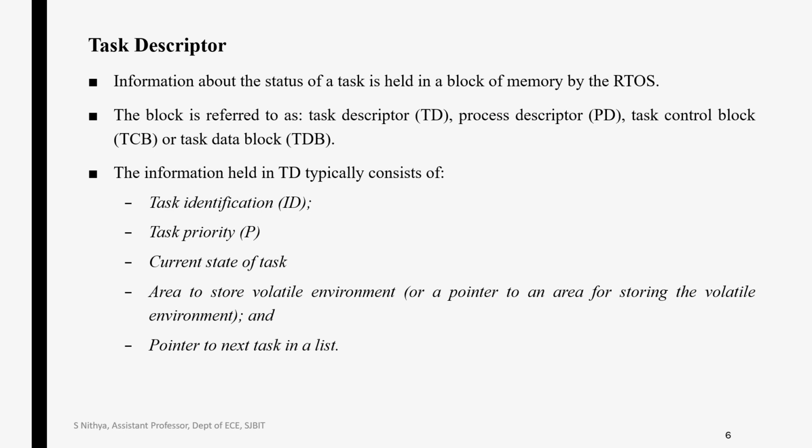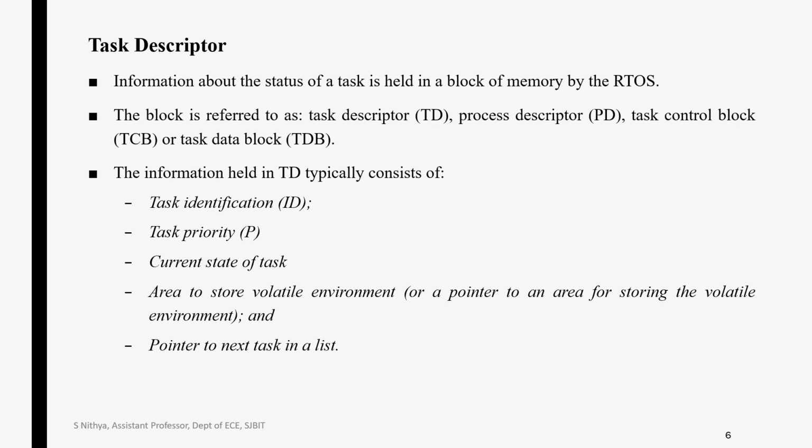So the next is the task descriptor. The information about the status of the task is held in a block of memory by the real-time operating system. So the block is referred to as the task descriptor, process descriptor, task control block, and task data block. Okay, so the task descriptor is represented by TD, the process descriptor is represented by PD, the task control block is represented by TCB, and the task data block is represented by TDB. Okay, so these are the blocks. Actually the task descriptor is also called PD or TCB or TDB.